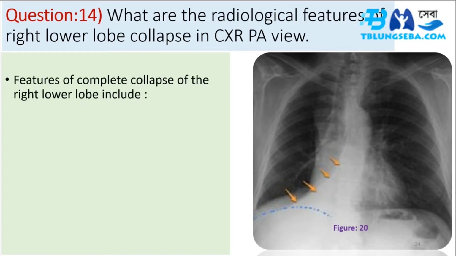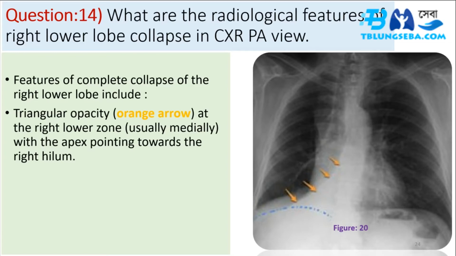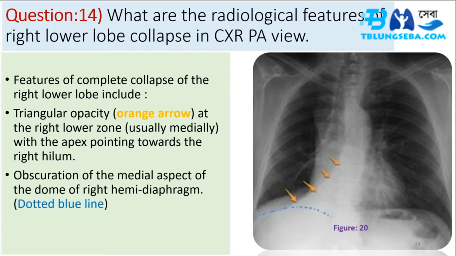Question 14. What are the radiological features of right lower lobe collapse in CXR PA view? Features of complete collapse of the right lower lobe include triangular opacity, orange arrow, at the right lower zone, usually medially, with the apex pointing towards the right hilum. Obscuration of the medial aspect of the dome of right hemidiaphragm. Dotted blue line. Inferior displacement of the right hilum.